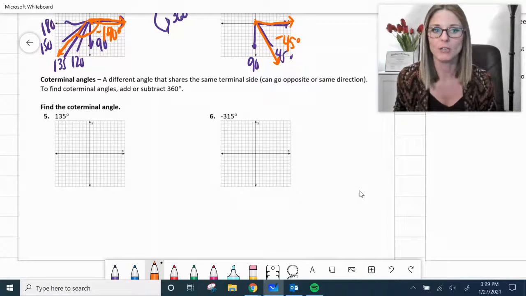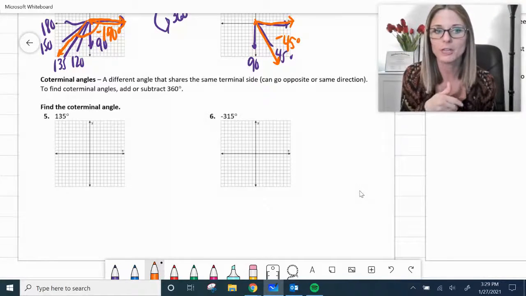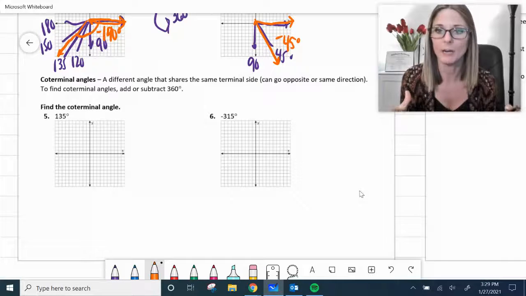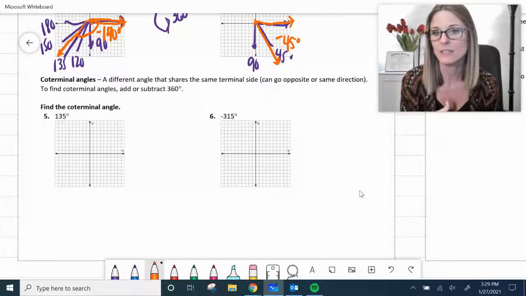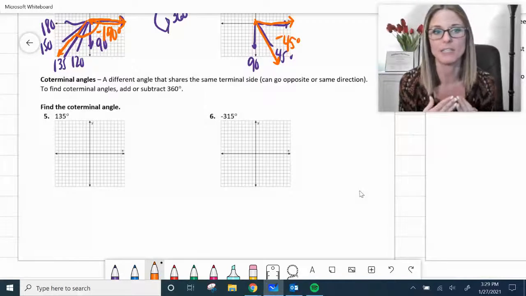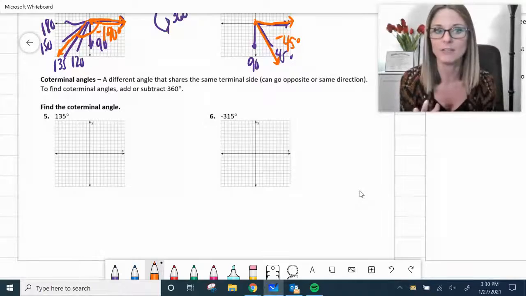Next part, coterminal angles. Think about the word co-worker, you work together, coterminal. Terminal means like end. In fact, like the airport, there are airport terminals where your flight ends. So these are going to be angles that end together. They have the same end position. Let's see what the definition says. It's a different angle that shares the same terminal side or ending side, and it can go in the opposite or same direction. It can be another positive angle or it could be a negative angle. To find coterminal angles, you're going to add or subtract 360.